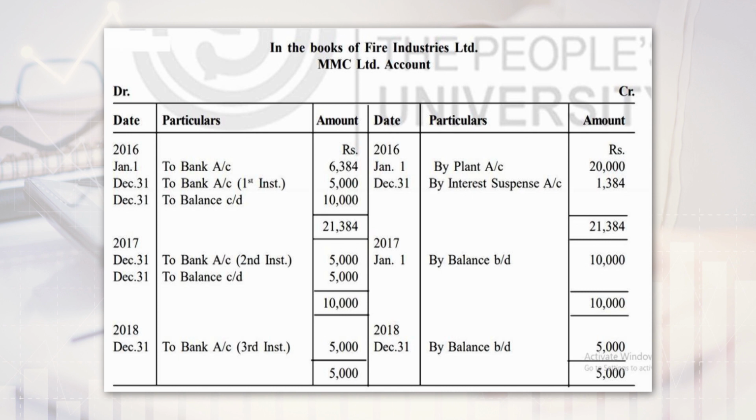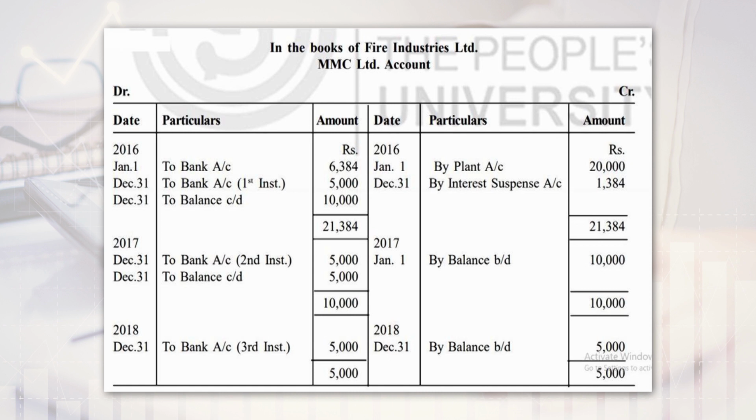At the end of the first year, the first installment was paid, that is rupees 5,000. So again the journal entry was vendor account debit to bank 5,000. This is the balance carried down, the balancing figure at the end of the first year, that is 31st December 2016. So total is 21,384, 21,384. The balance of rupees 10,000 at the end of the first year will be brought forward in the beginning of the second year.